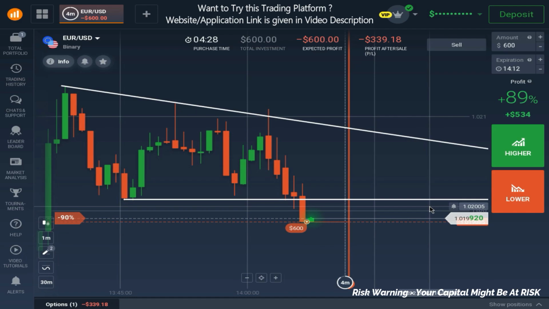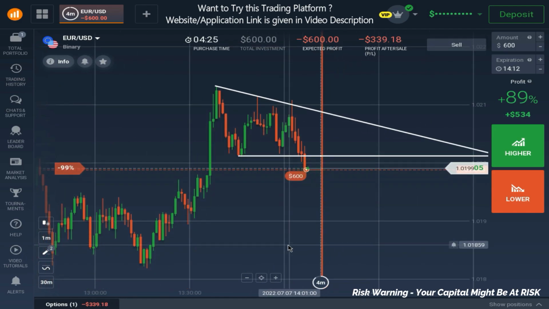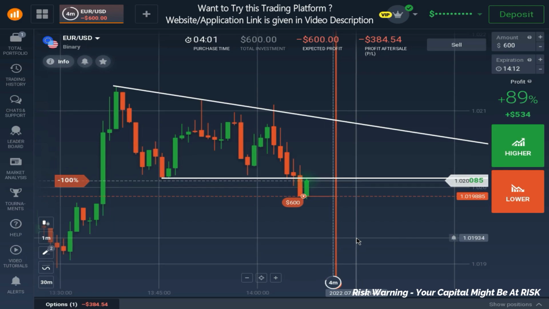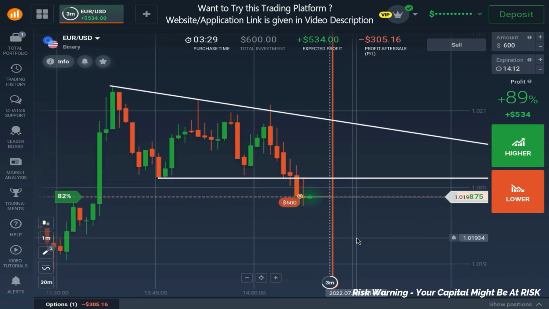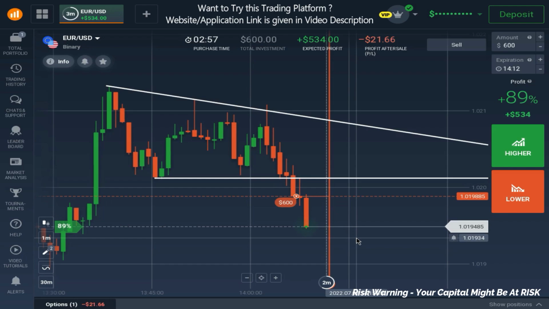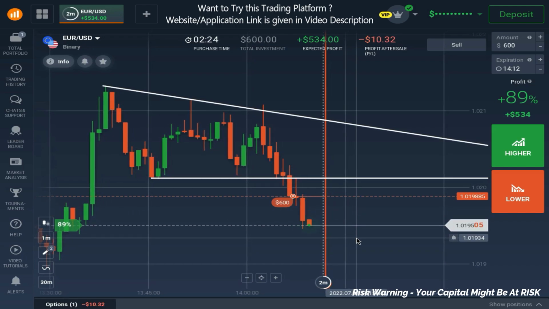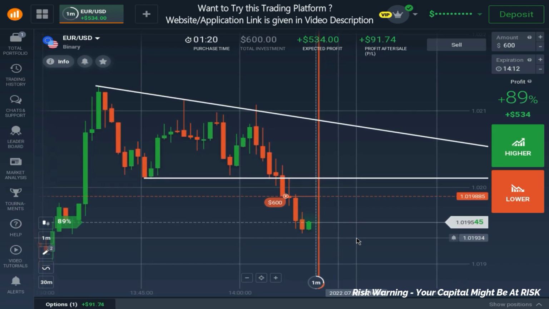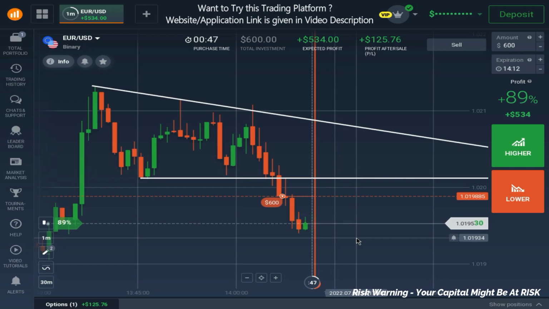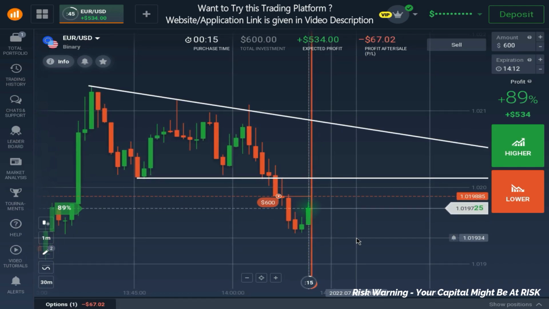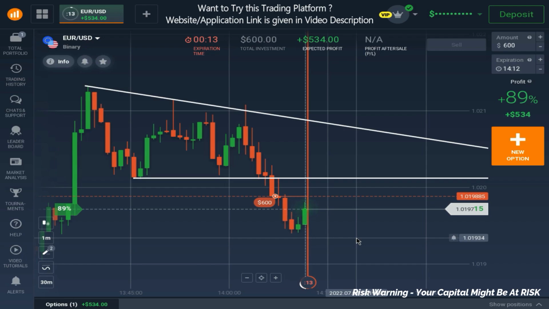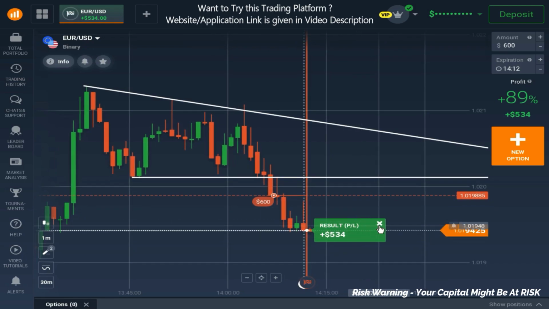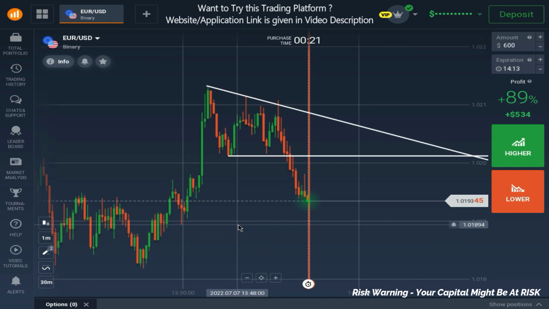So we got the breakout and I placed a 5-minute trade here. Now let's wait for the result, and after the result I will explain why I took this trade. So let's wait. So we have won this trade easily. Now let's get back to the setup.